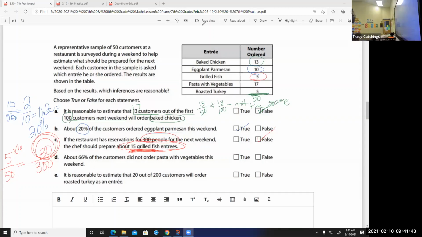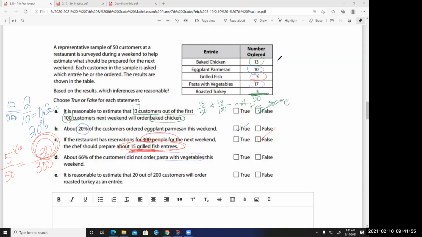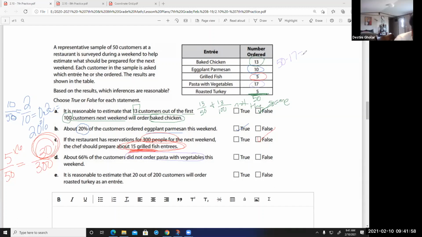All right, part D says about 66% of the customers did not order pasta with vegetables. How many people ordered pasta with vegetables? 17. 50 minus 17 will give us how many people did not order pasta with vegetables. 33.